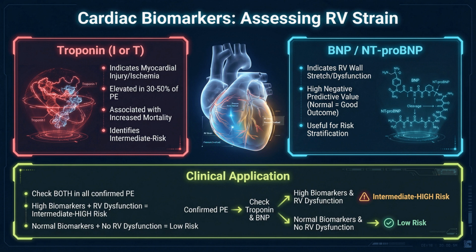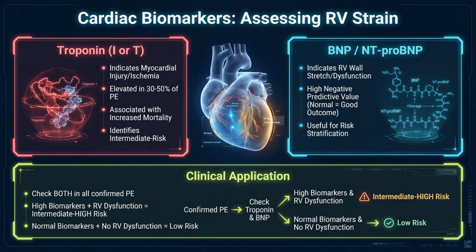Clinically, we should measure both troponin and BNP or NT-proBNP in all patients with confirmed PE. If both biomarkers are elevated and imaging or echocardiography confirms RV dysfunction, this places the patient in the intermediate high-risk group, indicating a need for vigilant care. Conversely, if biomarkers are normal and there is no evidence of RV dysfunction, the patient is likely low risk and may be managed less intensively.